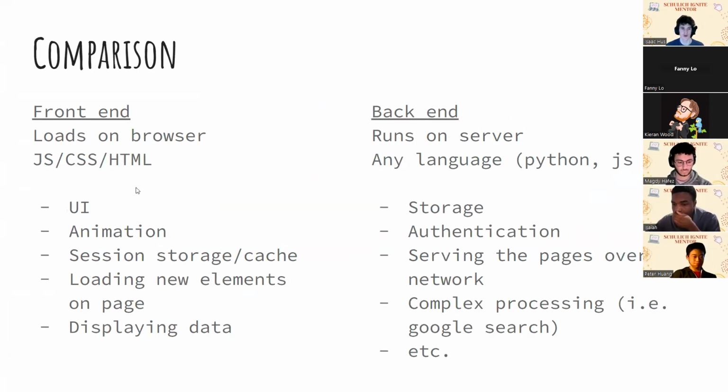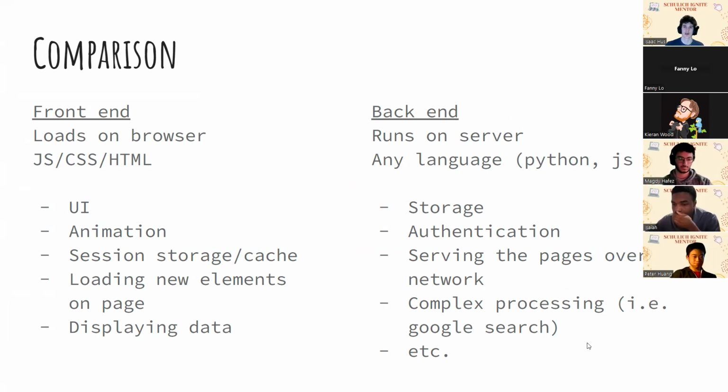Yeah, front end loads on the browser. So it's stuff you can see, but also the local storage, which I don't think we touched on, but that's part of the front end. And then backend is authentication, which is like logging in, and networking.